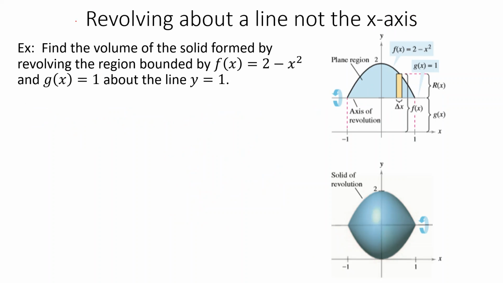All right, let's try another one here. So find the volume of the solid formed by revolving the region bounded by f of x equals 2 minus x squared and g equals 1 about the line y equals 1.